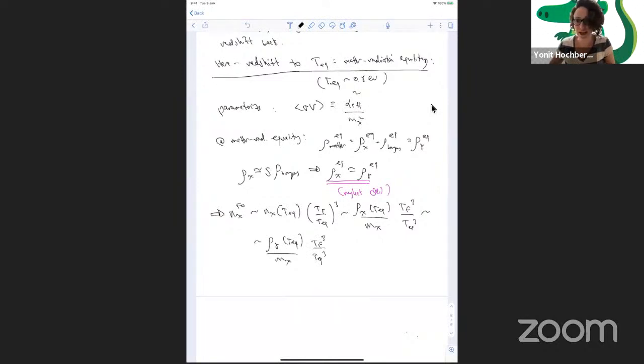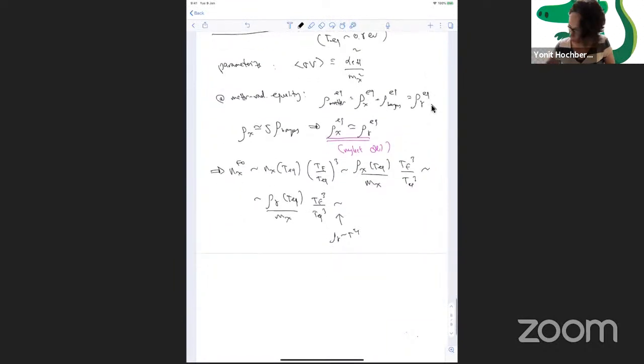And now the fact that I have energy density of photons makes my life very simple, because we know that the energy density of photons just goes like temperature to the fourth. So what this gives us is temperature T equality to the fourth, and I have temperature T equality to the third downstairs. So I just have one more power of T equality left, times T freeze out cubed over mass of dark matter.